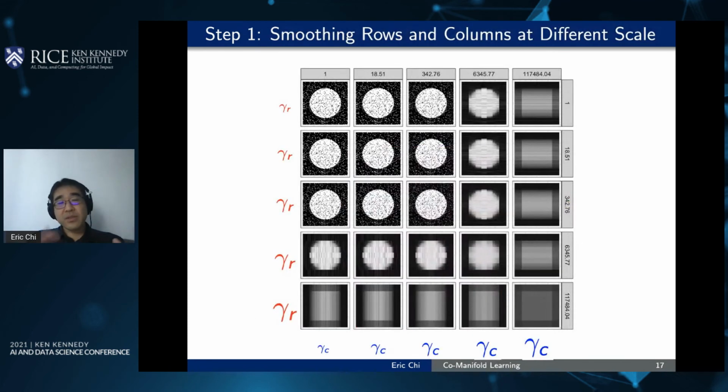Okay, and of course we can make this model a little more flexible by smoothing more aggressively the rows and the columns. Okay, see a little noisy disk here, and we're going to blur it along the rows, maybe more along the rows as we move down, and then more along the columns as we move left to right.